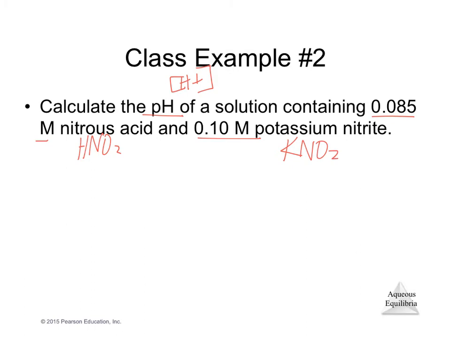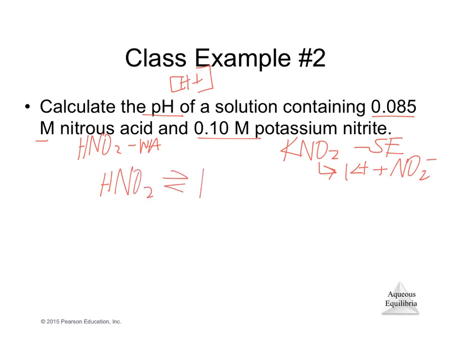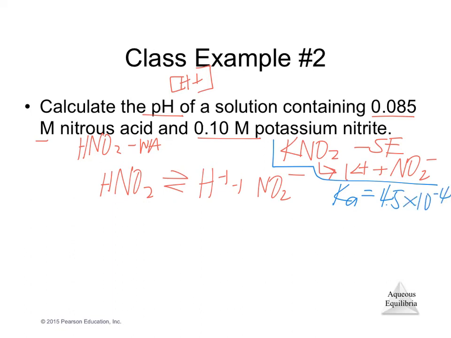Now, we need to label. HNO2 is a weak acid. KNO2 is a salt, which means it is a strong electrolyte, so it will dissociate completely into K plus and NO2 minus. And HNO2 is our weak acid, so we need to write an equilibrium expression for our weak electrolyte. So we have H plus, NO2 minus. Now, if I look up in Appendix D, the Ka for nitrous acid is 4.5 times 10 to the negative fourth.